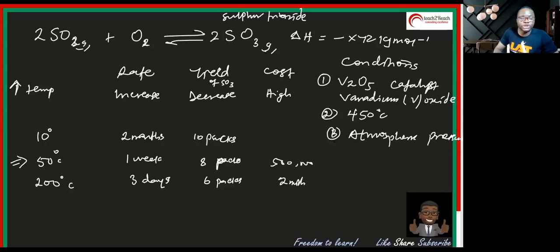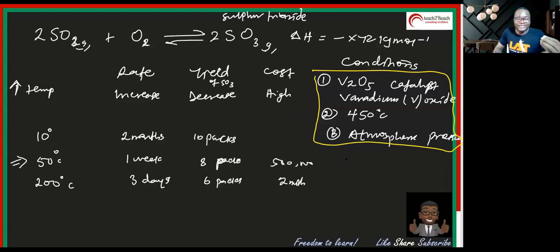So we call this condition a state of compromise. Compromise means you think about it towards the left, you think about it towards the right, and you arrive at a compromise and say, okay, we think that manufacturing at 450 degrees Celsius, 1 atmosphere, and using a catalyst is better for us. When you consider rates, when you consider yield, and when you consider the cost of production. So this is the application of chemical equilibrium to the contact process.